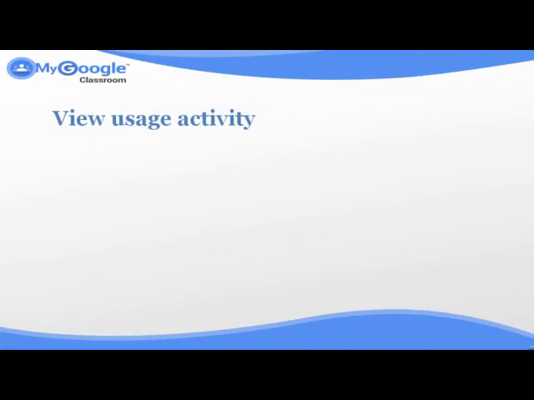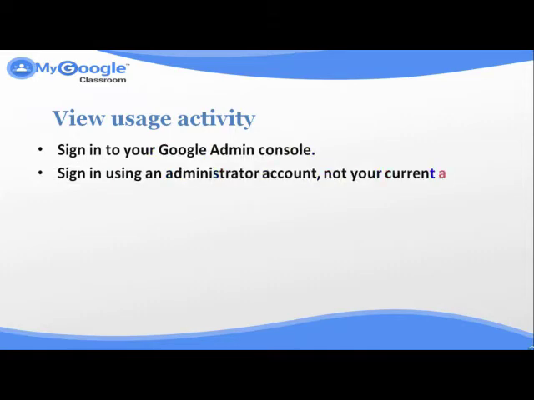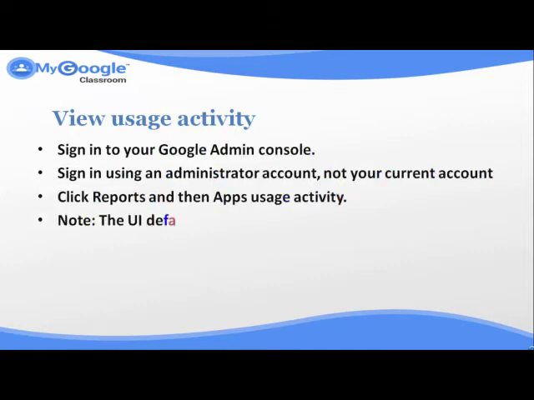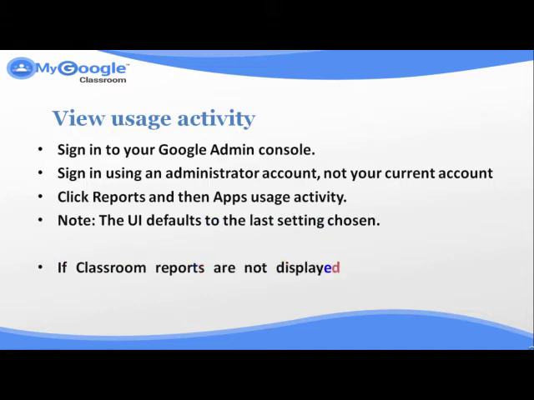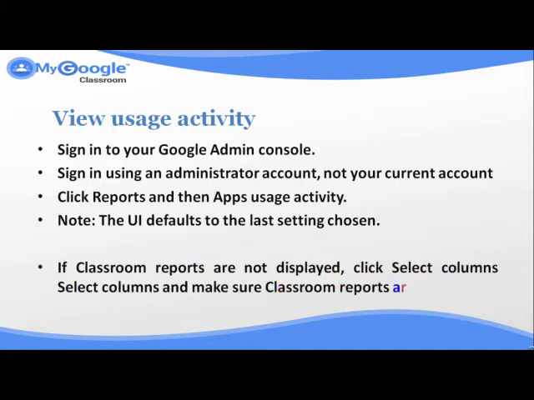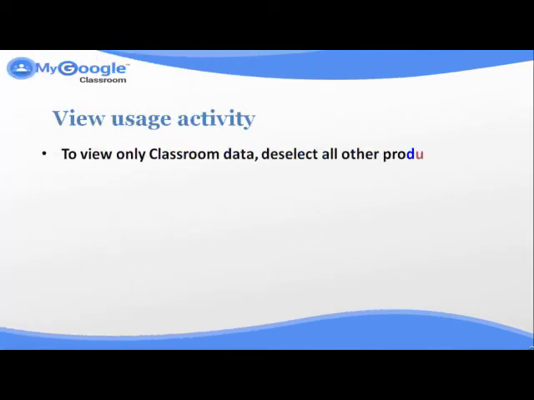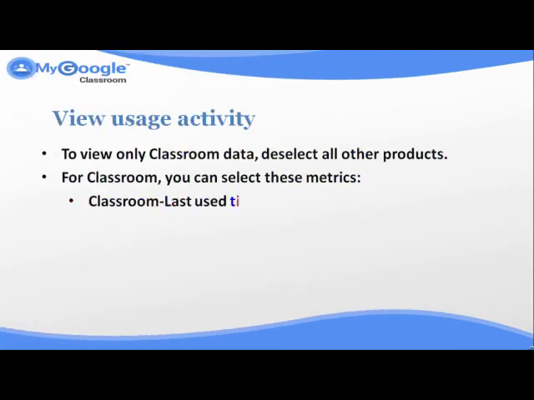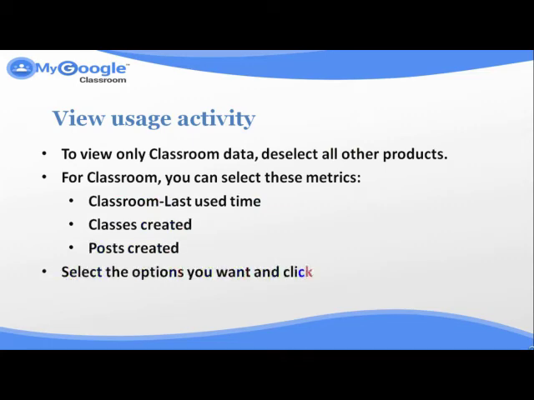Click into Google Admin Console. Sign in using an administrator account and not your current account. Click Reports and then Apps Usage Activity. Note the UI defaults to the last setting chosen. If Classroom reports are not displayed, click Select Columns and make sure Classroom reports are selected. To view only Classroom data, deselect all other products. You can select these metrics: Classroom last used time, classes created, posts created. Select the options you want and click Apply.